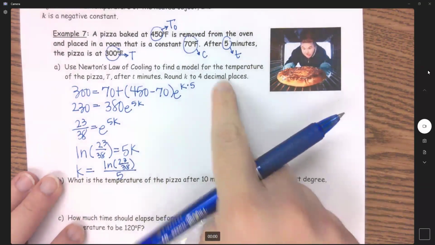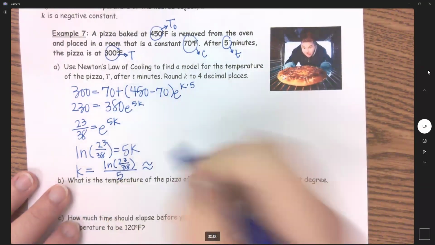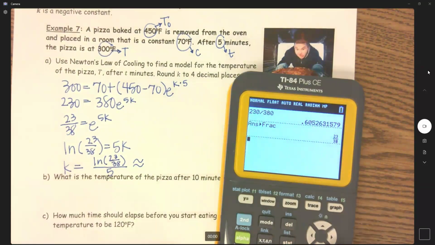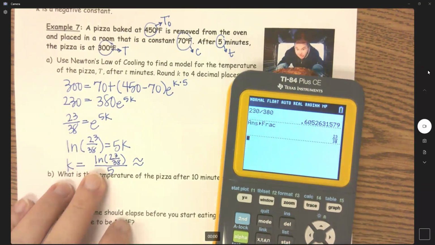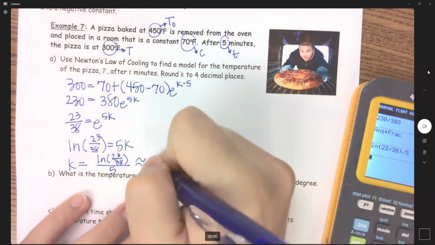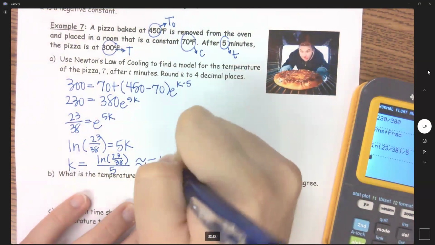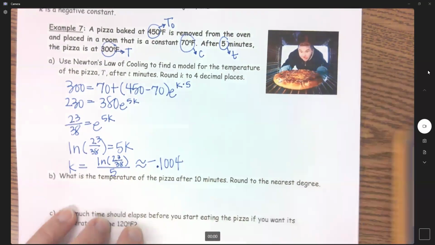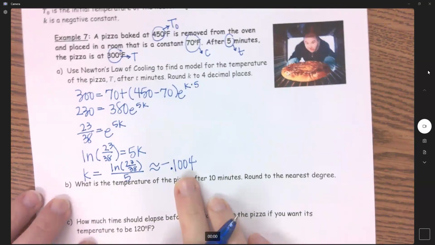I want to round to 4 decimal places, so let's get our decimal equivalent right here. Natural log of 23 divided by 38, divided by 5. And to 4 decimal places, we'll go negative 0.1004. Okay, so we have our k.